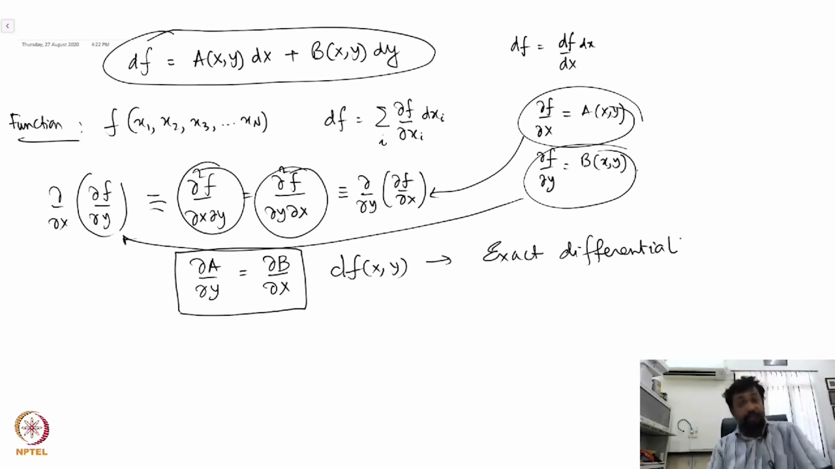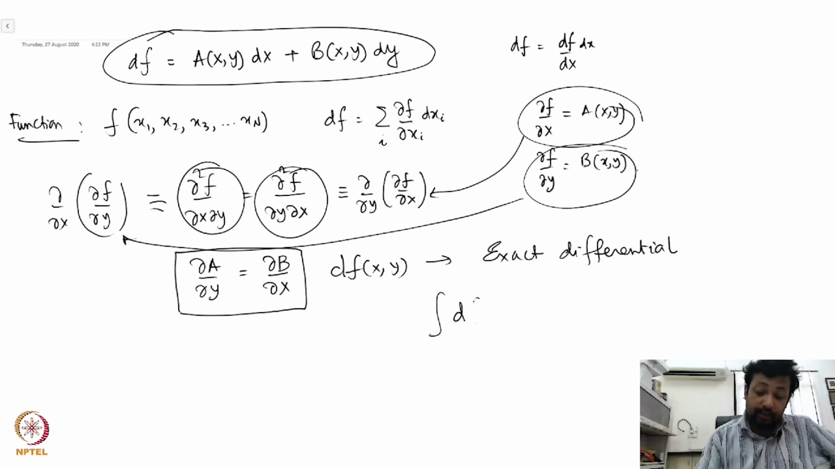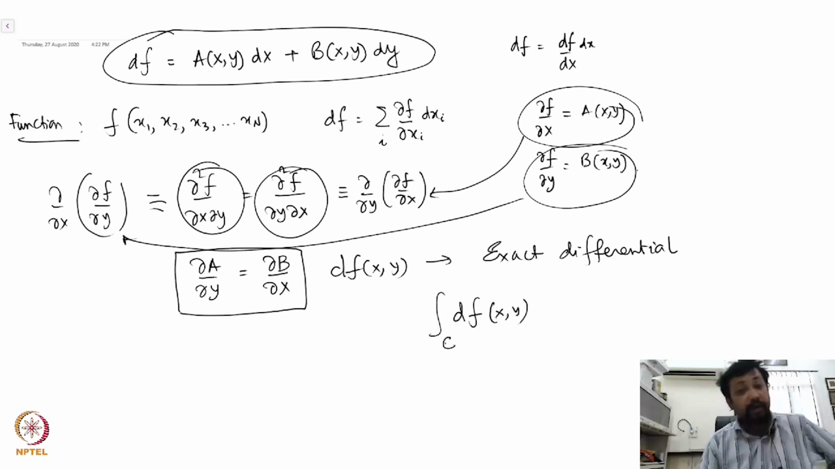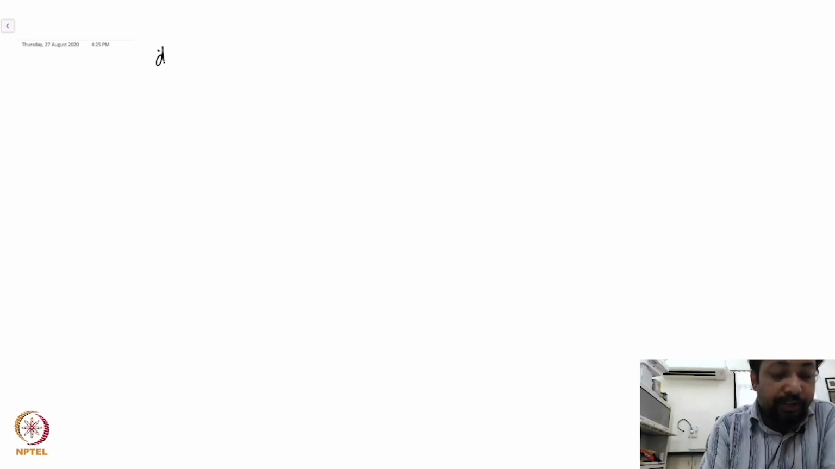And if it's an inexact differential, then the value of the integral of df over a contour C will depend on the contour that you have chosen. If it's an exact differential, then this value is only dependent on the initial point and the final point. Right. So therefore, the first law essentially tells you đQ is dU minus đW.